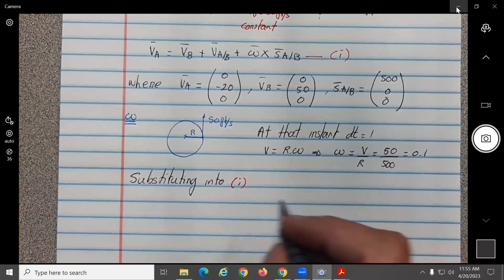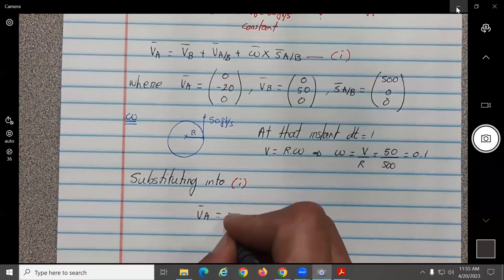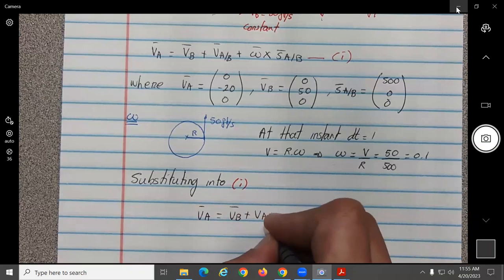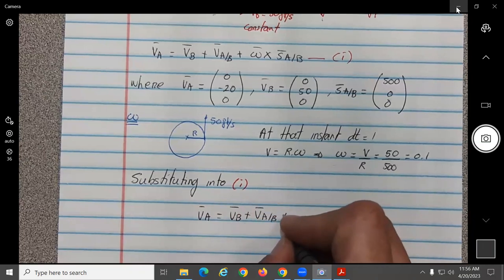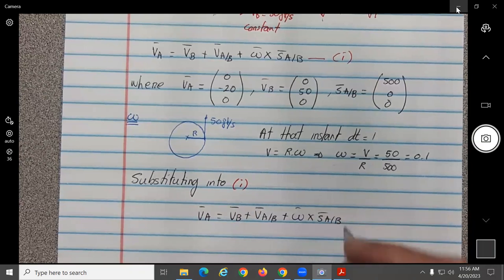Okay, what do we have? Let me write the equation. We have plenty of time, okay? Equal to VB plus velocity of A with respect to B plus omega cross S of A with respect to B.